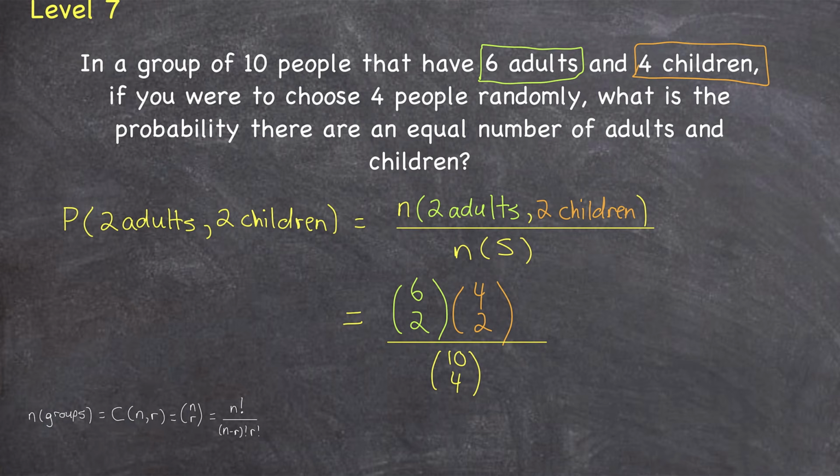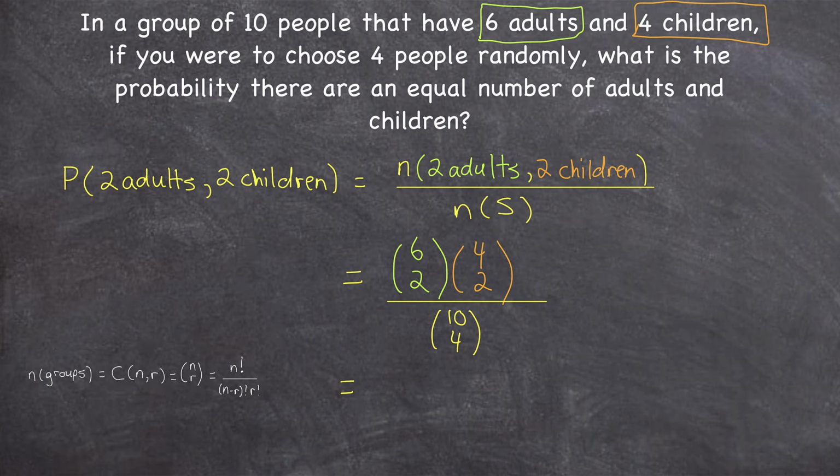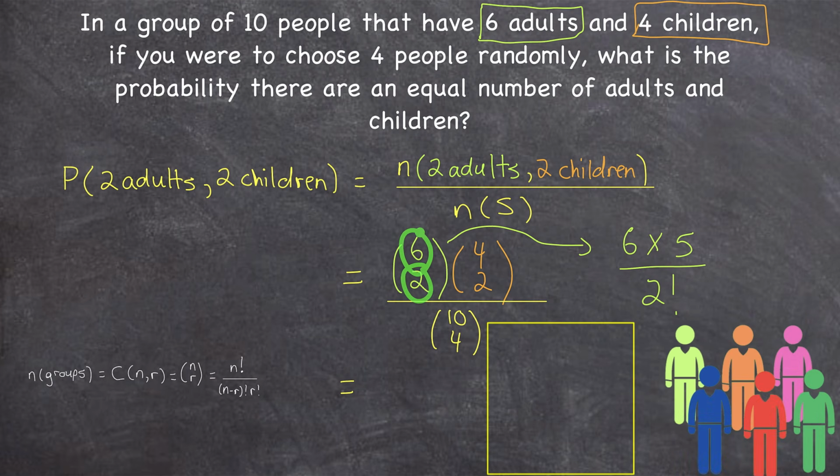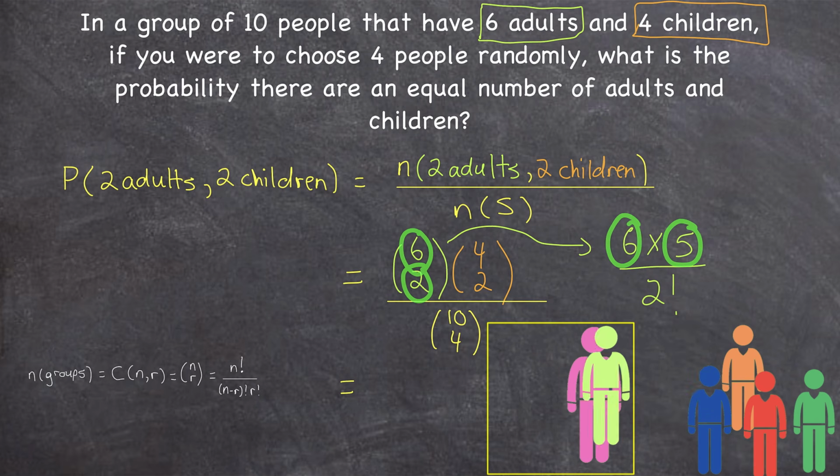And when I evaluate each of those combinations, let me actually just show you how this one simplifies. When doing 6 choose 2, it would end up simplifying to 6 times 5 divided by 2 factorial. When we're choosing 2 adults from the 6, you have 6 choices for your first adult and then 5 choices for your second adult.